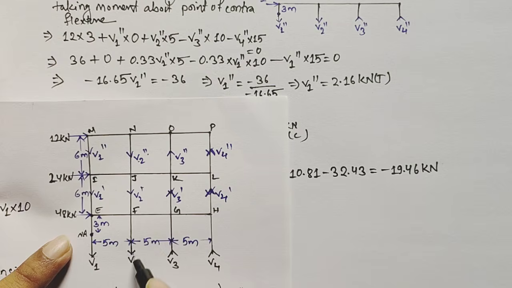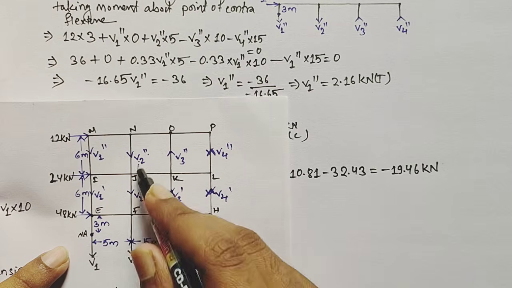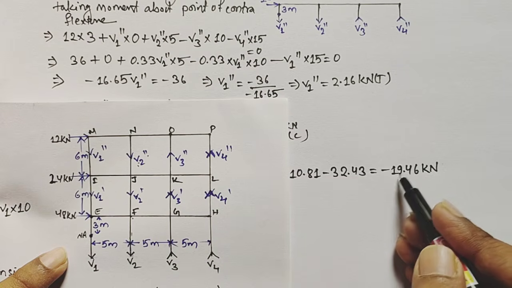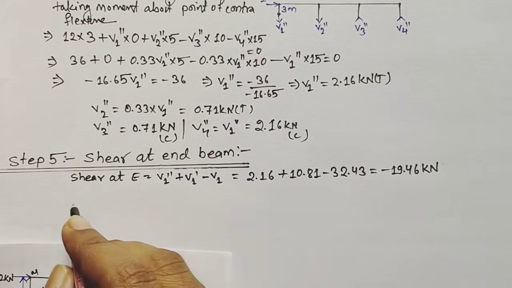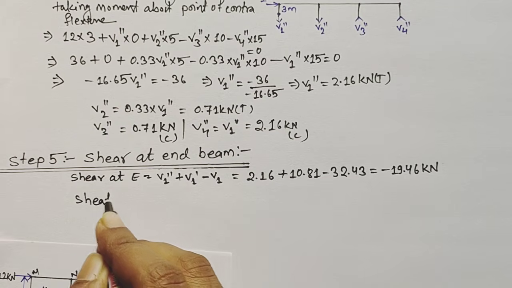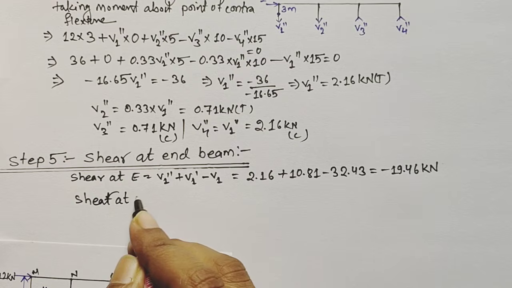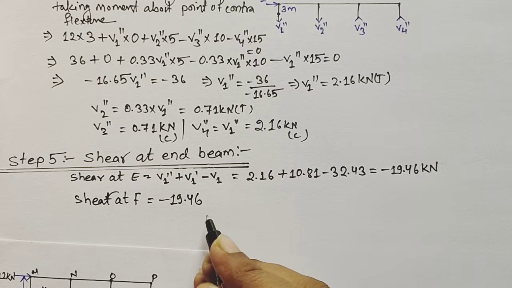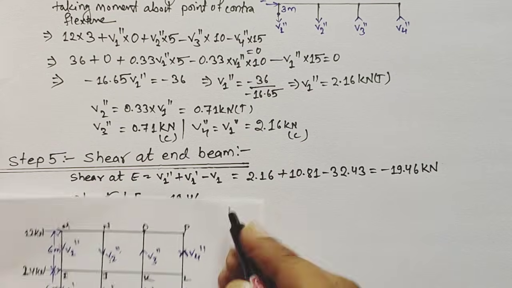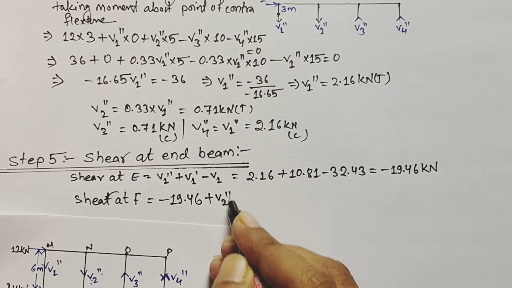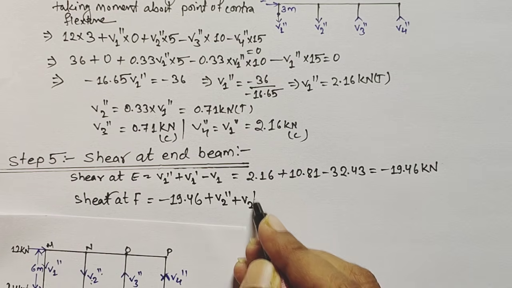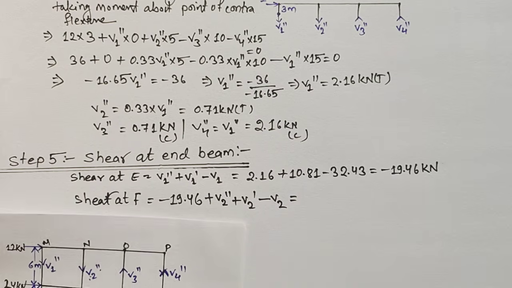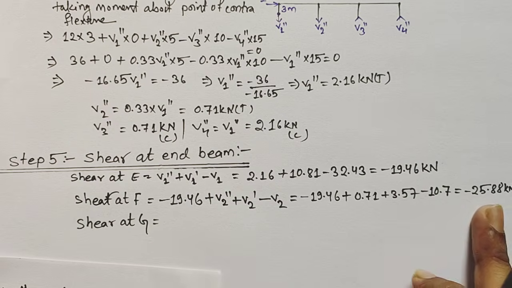V2 will be subtracted because it is moving away from the point F, and these two are moving toward the point F, so it will be positive. This will be negative, and this force will also come into action. So we will write here shear at F equals to minus 19.46 plus V2 double dash plus V2 dash minus V2, and solve this putting the value. So this is the value of shear at F.